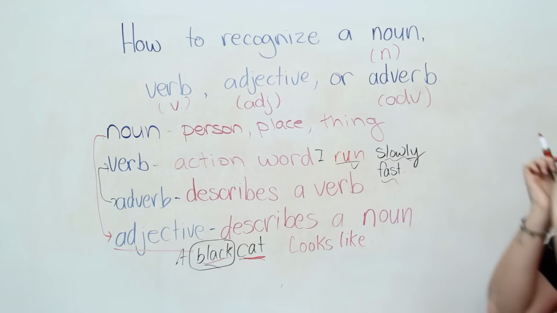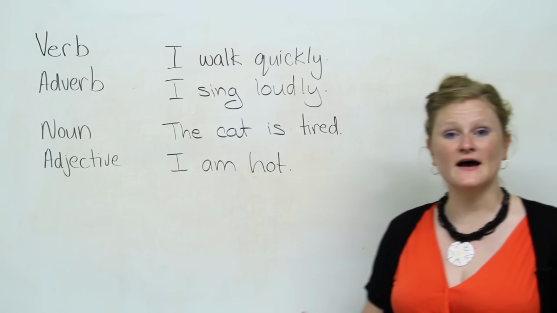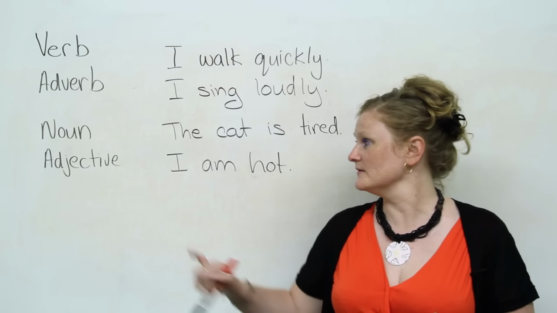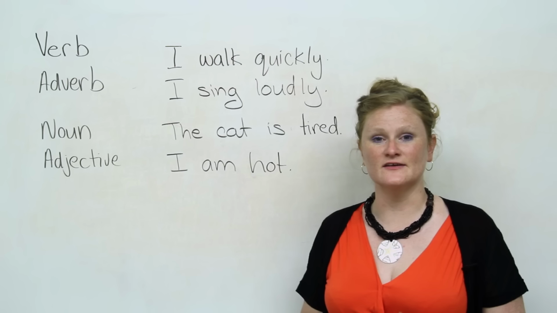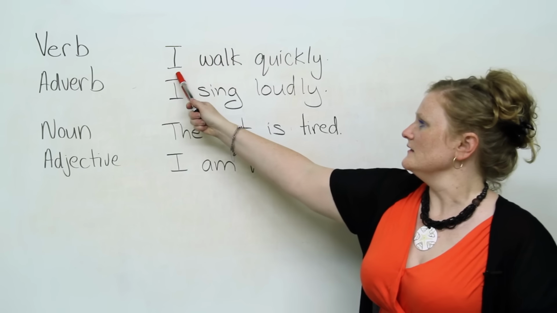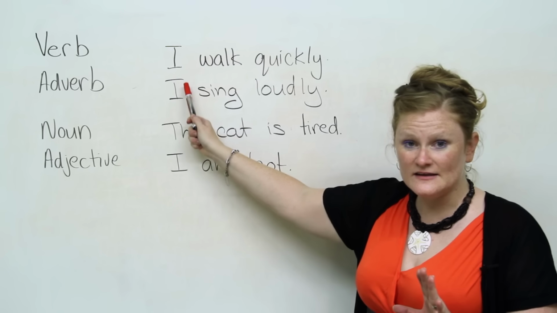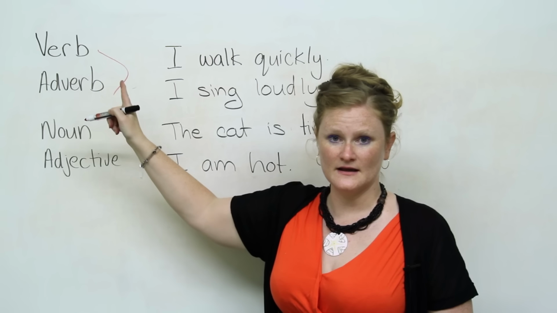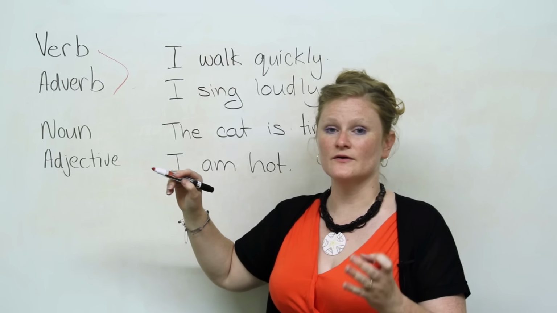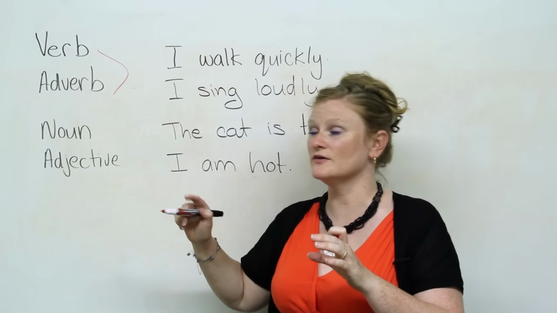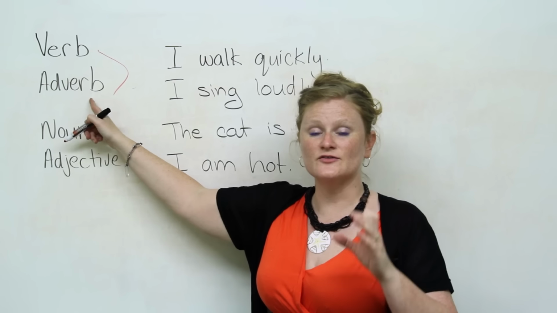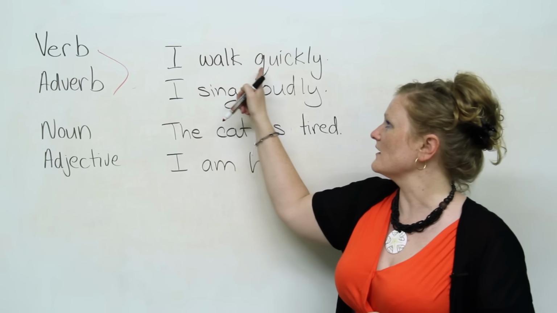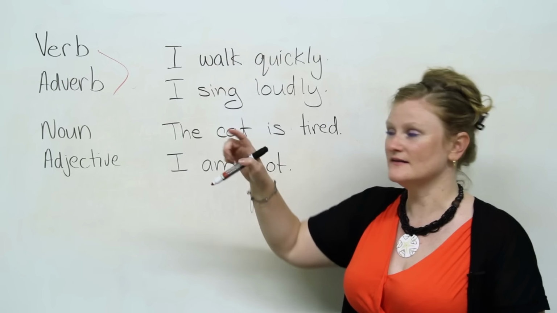Alright, so now we're going to identify a verb, an adverb, a noun, and an adjective in a sentence. So, let's look at the first sentence. Now, in these two sentences, I want you to find the verb and the adverb. Remember, a verb is the action word, and the adverb tells you how the action was done. I walk quickly.